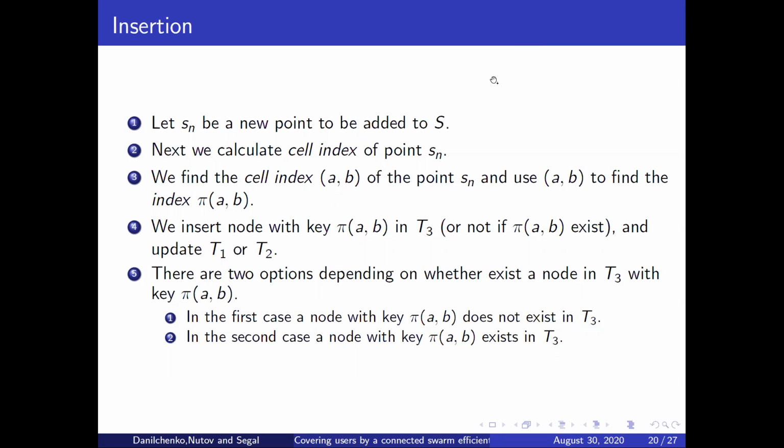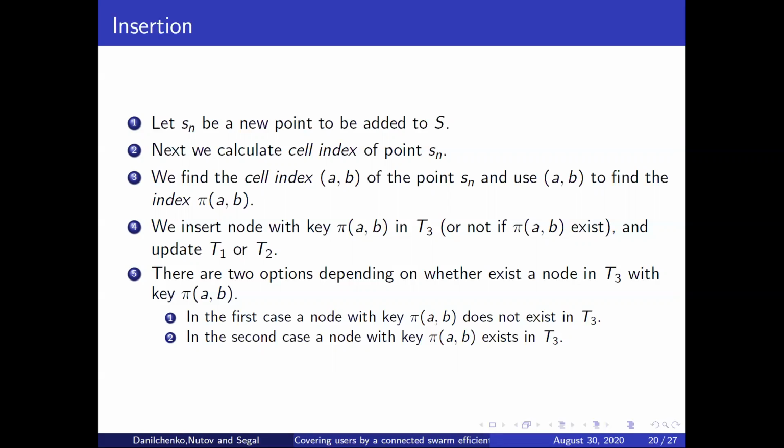I will show only one procedure, insertion of a new node in the area of interest. Let Sn be a new point to be added to set S. The insertion of point Sn into D1 takes log n runtime. Next, we calculate the cell index of point Sn. We find the cell index AB of the point and use it to find the index pi AB.